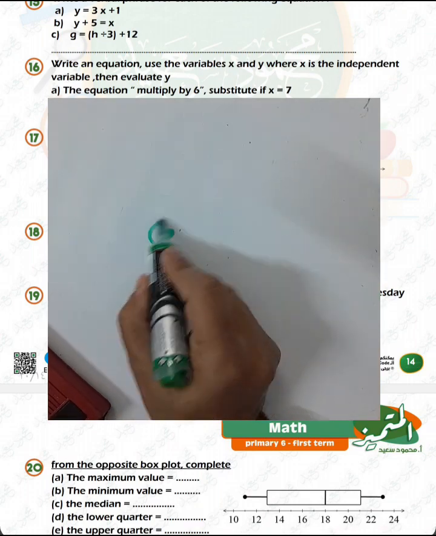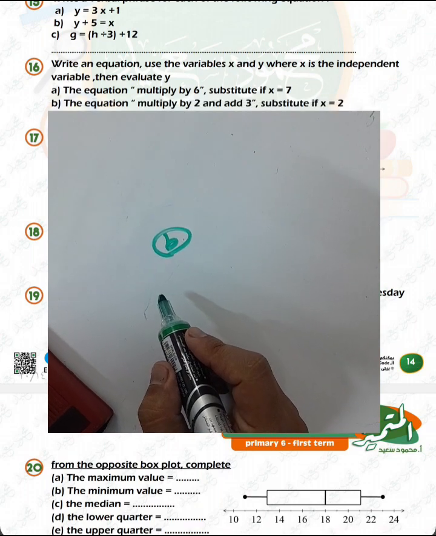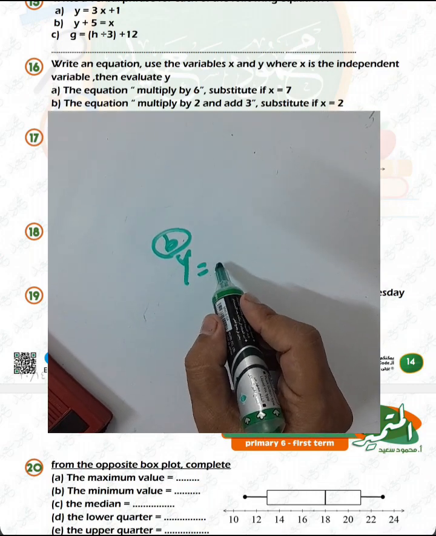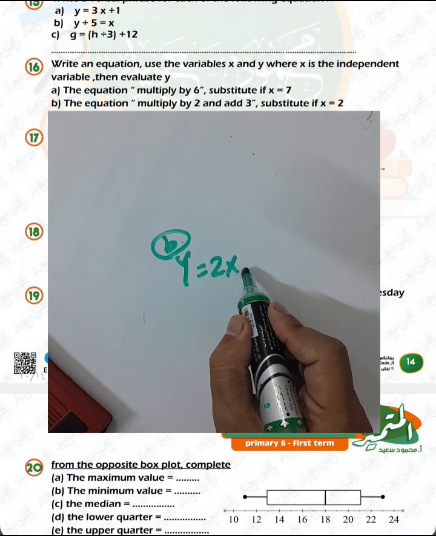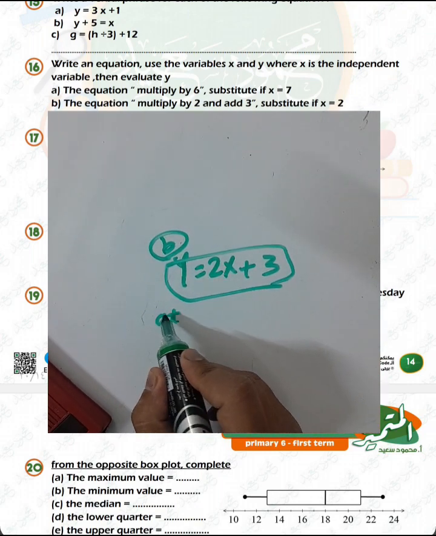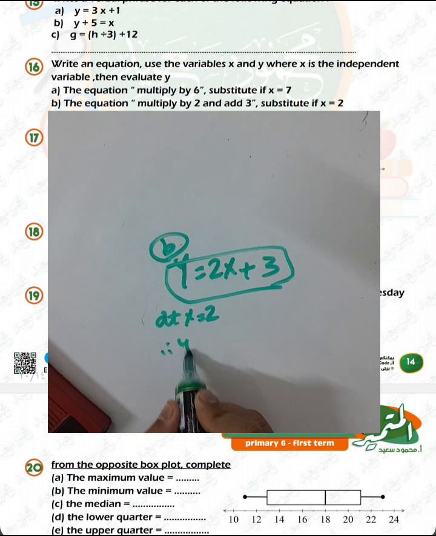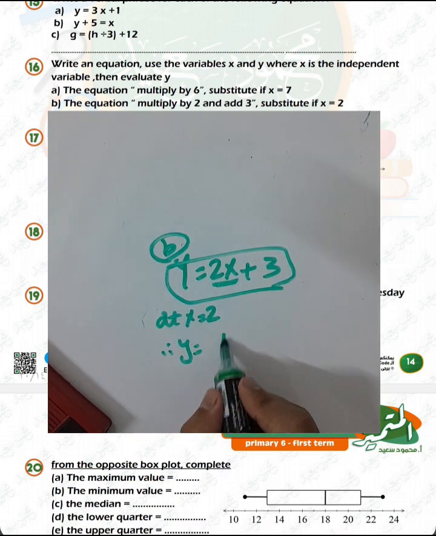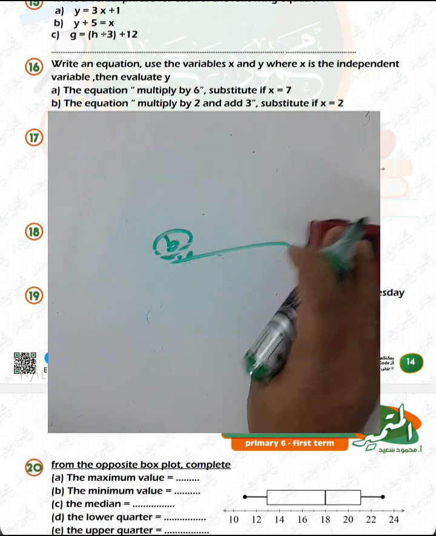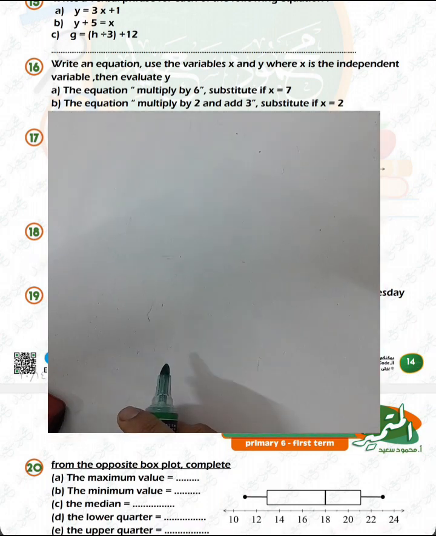Question letter B. The equation is multiply by 2, then add 3, so it will be 2x plus 3. Here is the equation. At x equals 2, y equals 2 times 2, which is 4, plus 3, then y will be equal to 7. The image here will be 7.